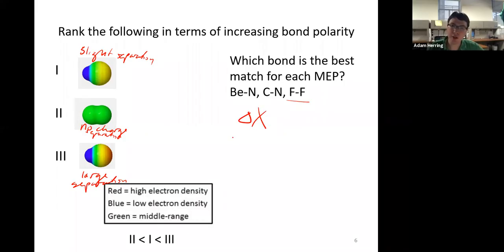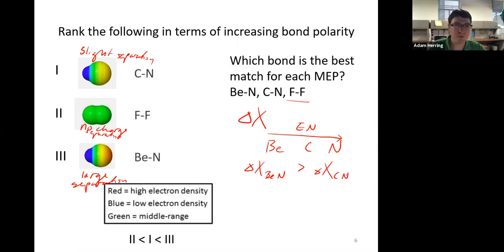When we look at the position on the periodic table of beryllium, carbon, and nitrogen, we see that nitrogen is farther to the right and therefore has the largest electronegativity of those 3. And so the difference in electronegativity between beryllium and nitrogen is going to be larger than the difference in electronegativity between carbon and nitrogen.